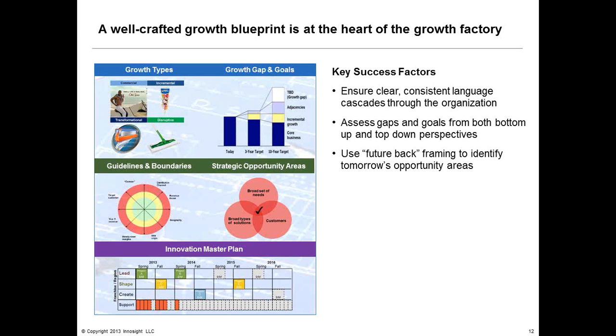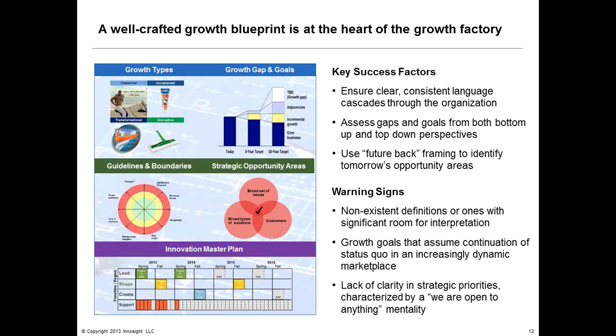We know a lot about not only what needs to be in place, but what are some of the key success factors and warning signs. If I just cover these quickly, on some of the key success factors, you want to ensure that once you've defined those types, that the language is clear and that it cascades through the organization so everybody understands what it is you're trying to do, and importantly, whose job it is to pursue the different types of innovation, because not everybody needs to worry about all of those types of innovation.